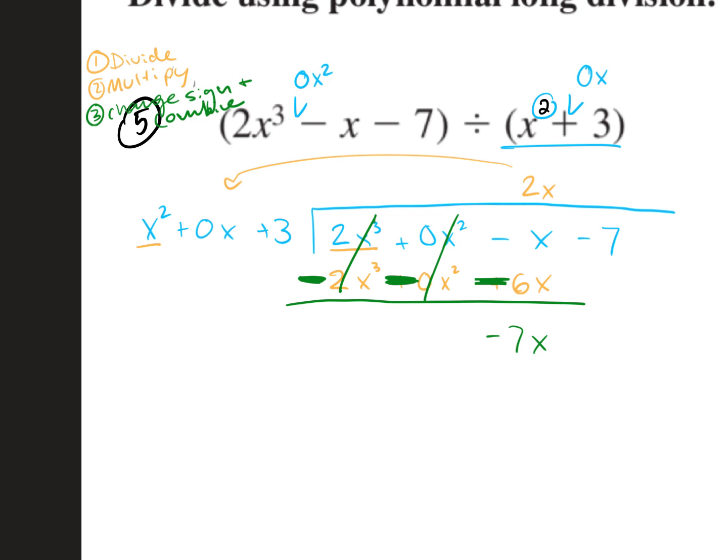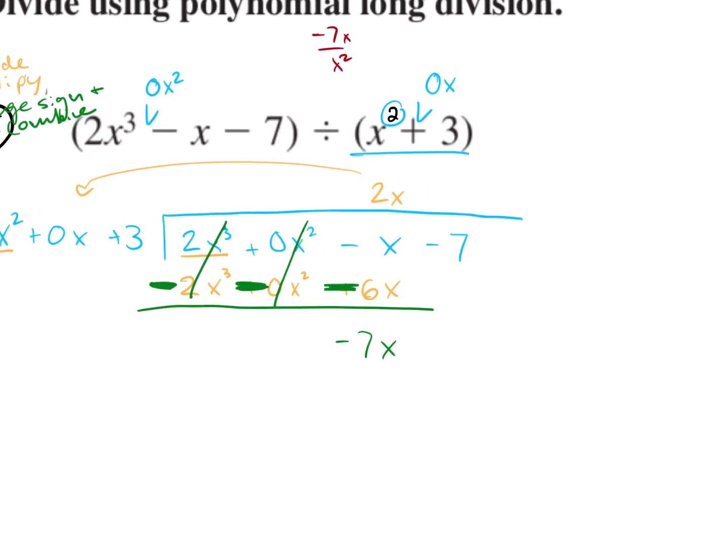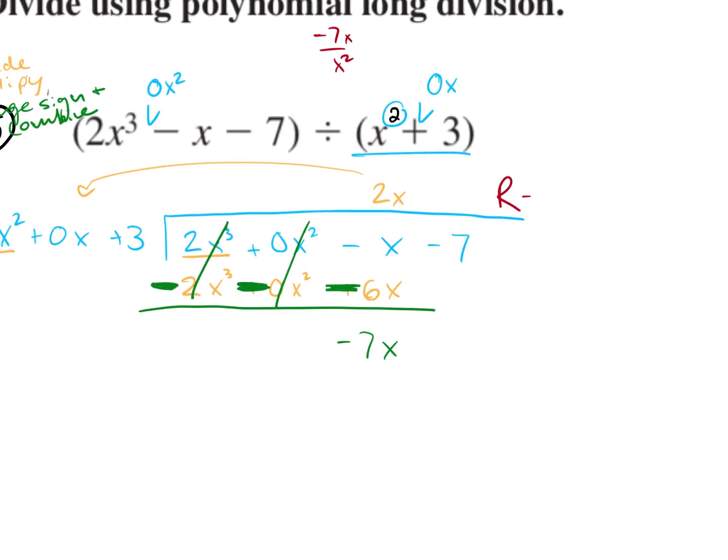All right. From here, we start all over. So go back to step 1, we divide. I have negative 7x divided by x squared. Can I divide negative 7x by x squared? Do I have 2 x's that I could take away? No. So what do you think I'm left with? The remainder. Once you can't divide anymore, what you have left is the remainder. So our remainder is negative 7x. What else? Minus 7, because we still have that minus 7 there.